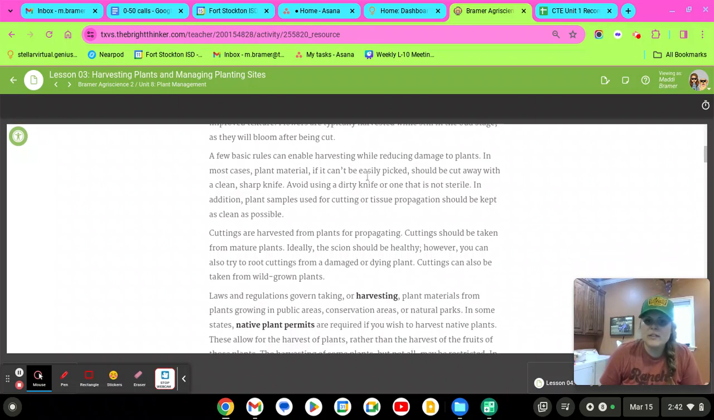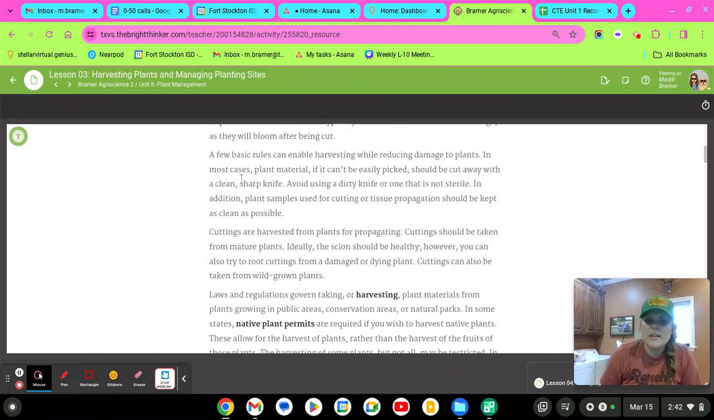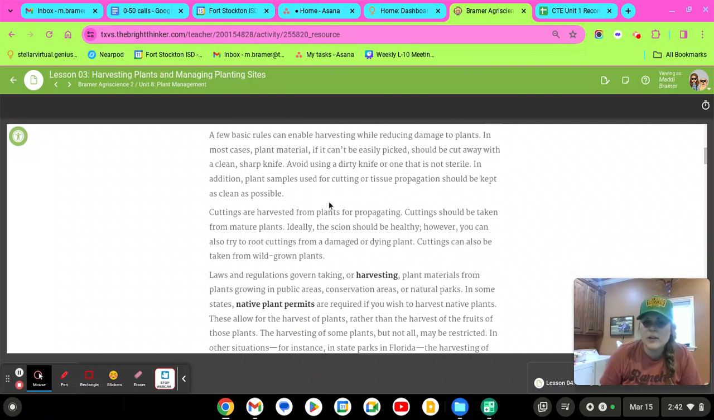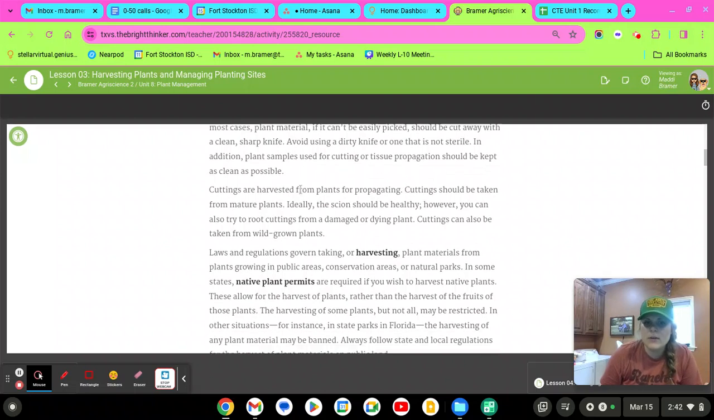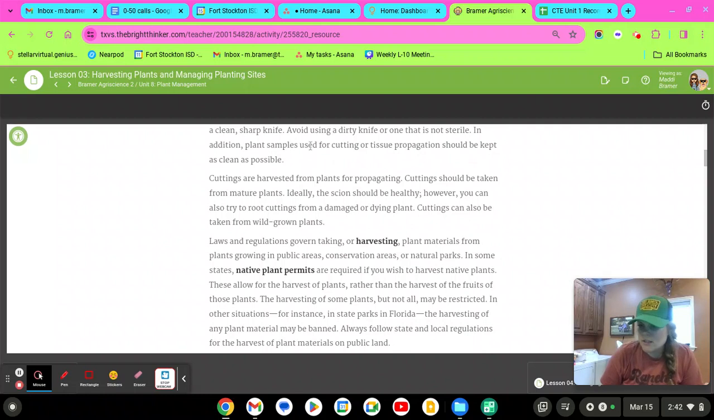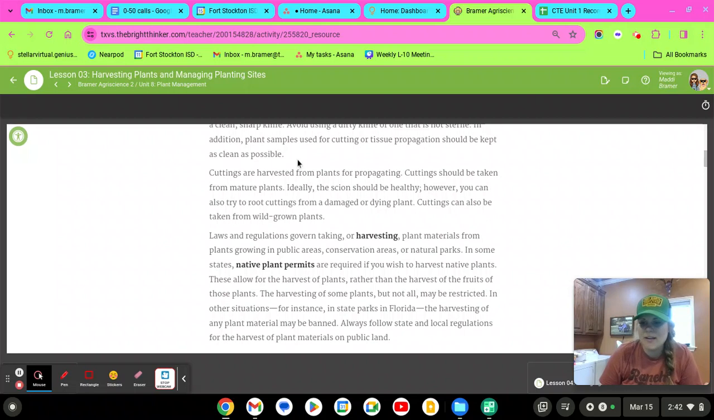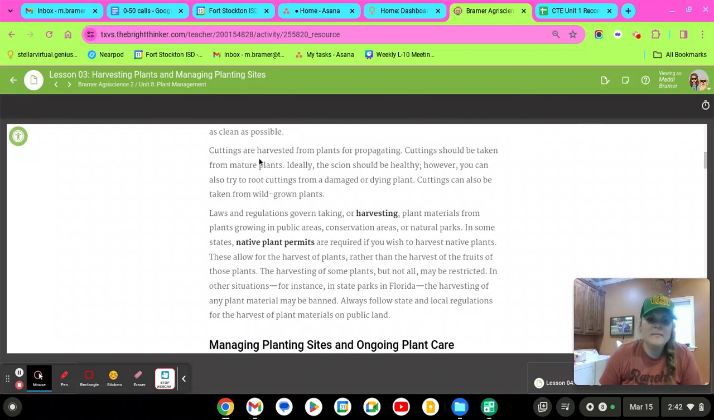A few basic rules can enable harvesting while reducing damage. Plant material, if it's not easily picked, should be cut away with a clean, sharp knife. Don't use a dirty knife or one that's not sterile. Just as you would if you were a doctor doing surgery on a patient, you want to use sterile materials when cutting on a plant. Cuttings are harvested from plants for propagation.